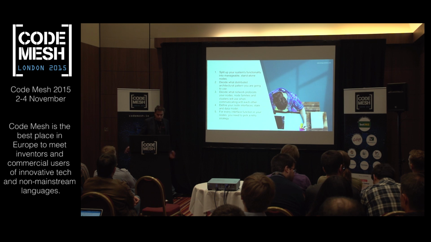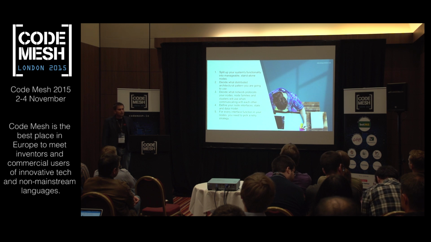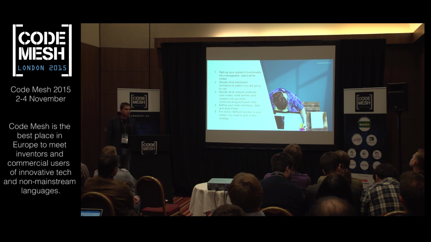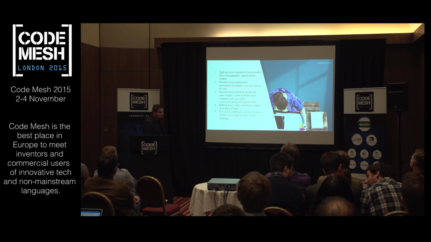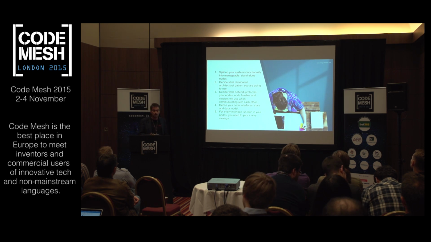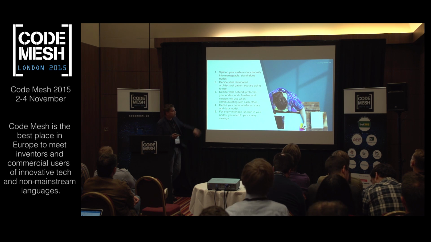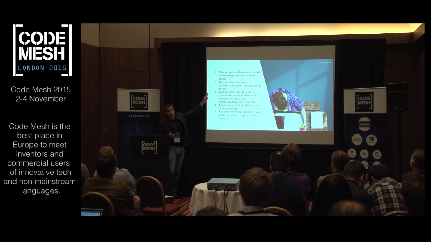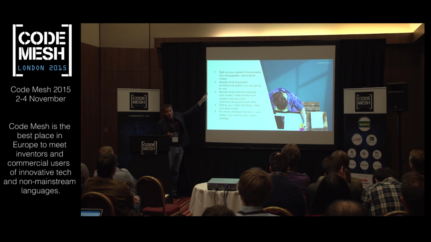So just to go through, in the end, and I think I finally sent off the final chapter to the editor, these are the 10 steps I managed to narrow it down to. So split your system functionality into manageable standalone nodes. Decide what distributed architectural pattern you're going to use. And note, this is something you need to do very, very early on because it will affect your APIs.